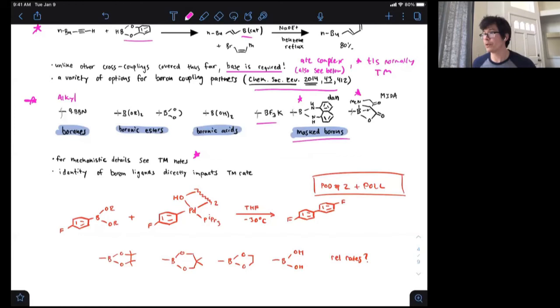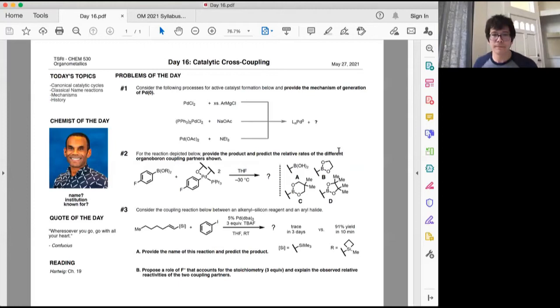So what I'm going to do here is we'll take 3 to 5 minutes in breakout rooms, and I want you to discuss problem of the day 2 and 3. The first is this question about relative rates in this model transmetallation model system from the hydroxide. Ooh, this is not oxide bridge. This should be hydroxide bridge. So HHO, mu2 bridging.